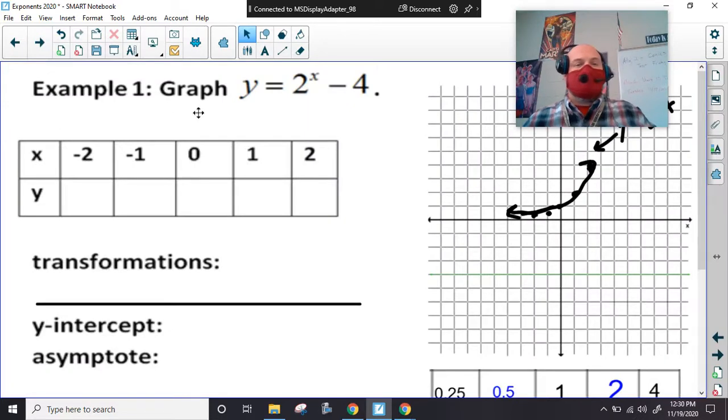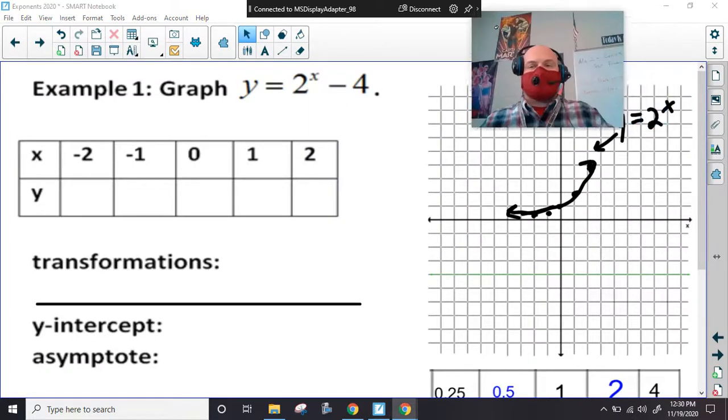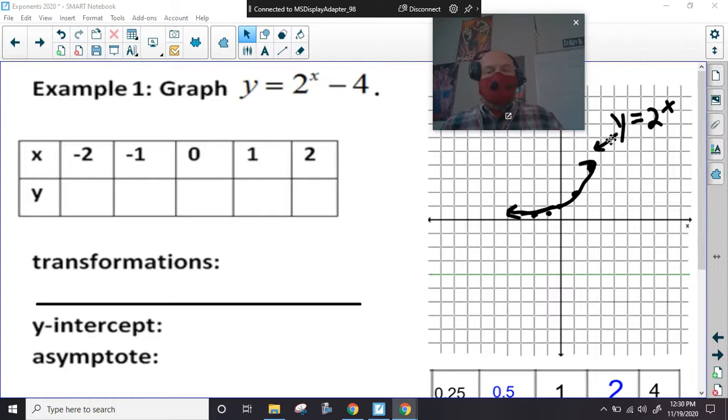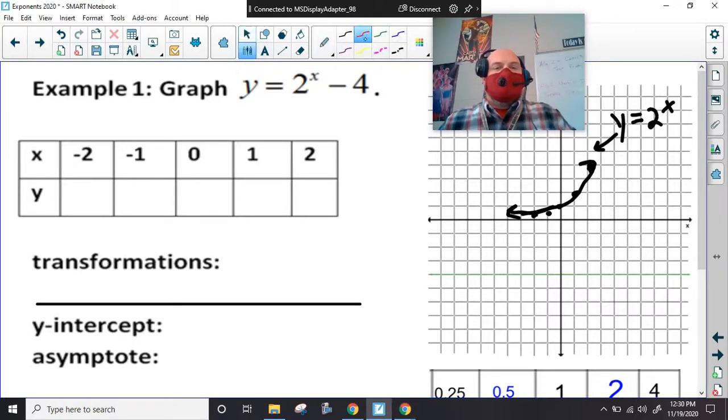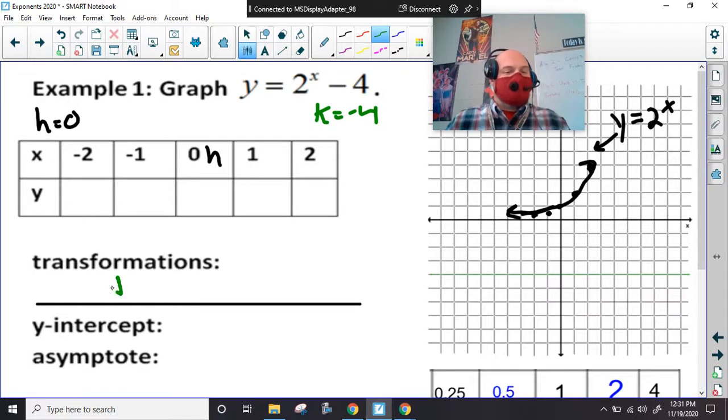All right. So let's look at number one. All right. Now I put the parent function on here. Okay. And on this, h equals 0. Believe it or not, our h goes in the middle right here. But that's the only value that does. Okay. Now, our k value is -4. All right, so our transformation is going to be down 4.